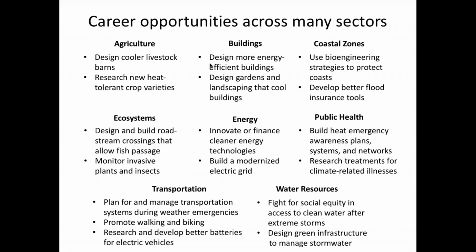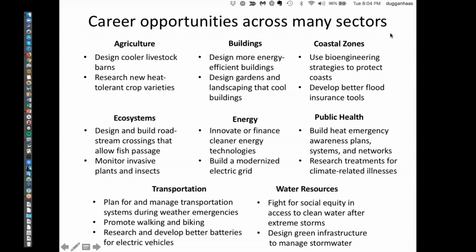Energy: we definitely need people to innovate or finance cleaner energy technologies, to design better technologies, to build a modernized electric grid. Public health: we need people to work on heat emergency plans and to build networks to keep people safe during heat emergencies. We need people in the medical profession to research treatments for climate-related illnesses, such as heat illnesses. Transportation: we need people to manage transportation systems during emergencies, people to advocate different forms of transportation, to research and develop better batteries for electric vehicles, and actually energy storage in general.